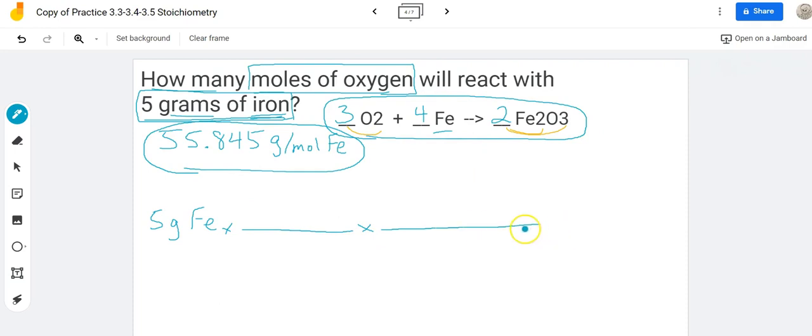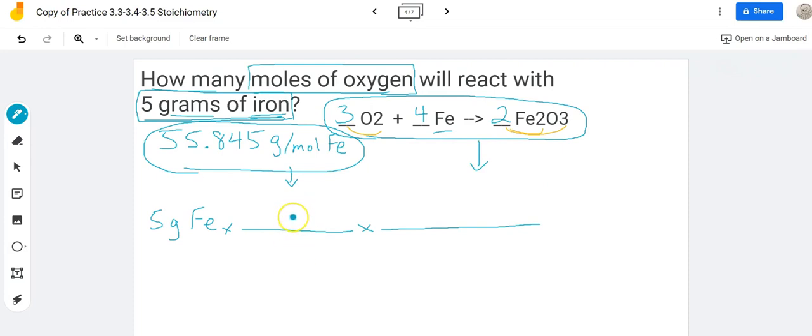Now before I move on, let me double check with you. You only use numbers once. So this 5 grams of iron, it's already written right here. I cannot use that number anymore. Whatever numbers I use will either be from the molar mass or from this equation. So let's go ahead and go in order. Here's the molar mass. We'll put the molar mass in this fraction. We'll put the equation in this fraction.